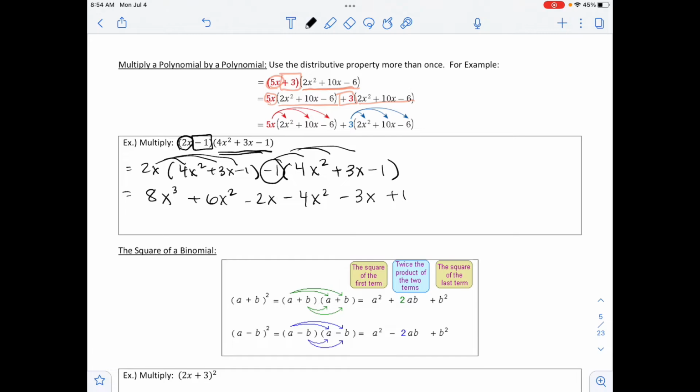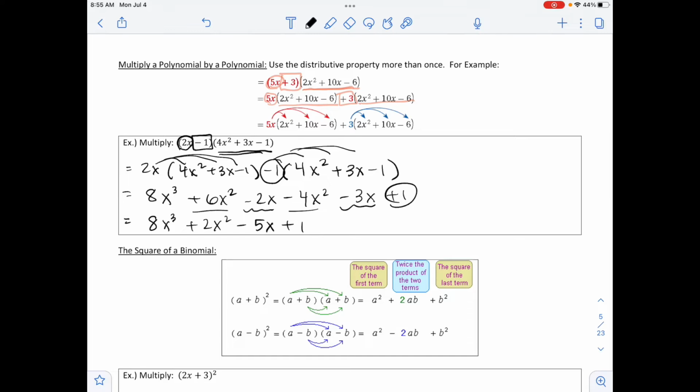From here I can combine my like terms, and again rewrite this with the exponents decreasing in power as we go. So I have 8x cubed. I have a 6x squared and a negative 4x squared that I can combine together and get plus 2x squared. I have a negative 2x and a negative 3x, which is negative 5x, and then a plus 1.